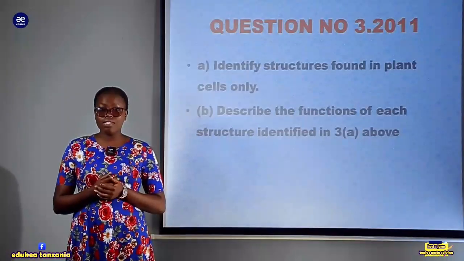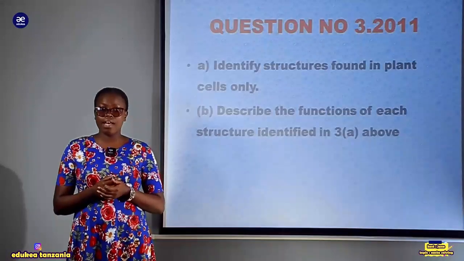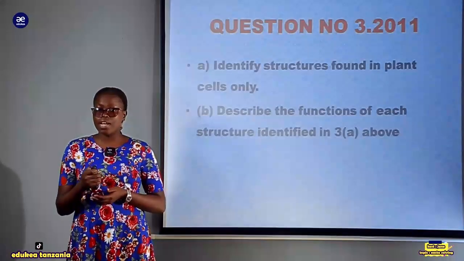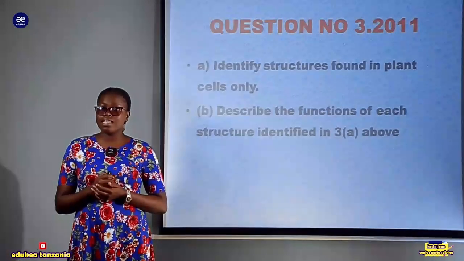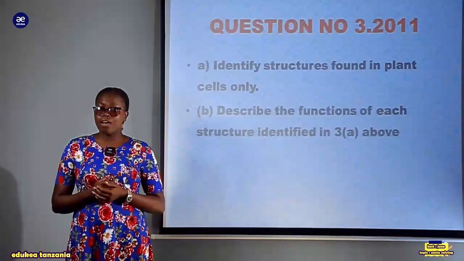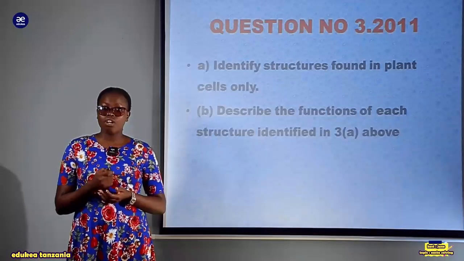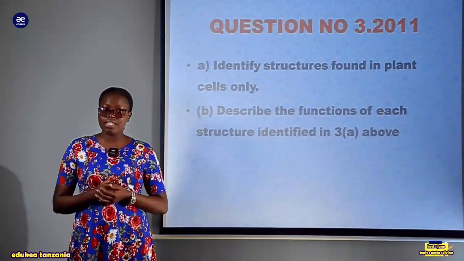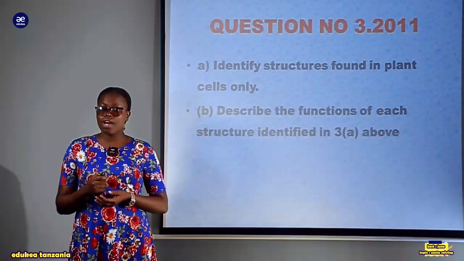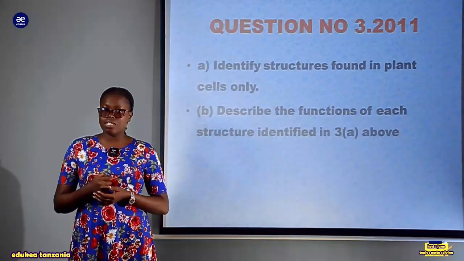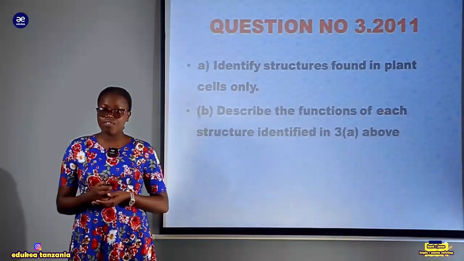My lovely Form 4 students, before we answer this question, first of all we have to be familiar with where this question has been derived, which is where we can get the knowledge and concept on how to answer it. This is a Form 1 topic question. It has been constructed from the topic of cell structure and organization, where you see that the cell is a structural and functional unit of life. All living organisms are made up of cells, so every living organism is made up of cells.